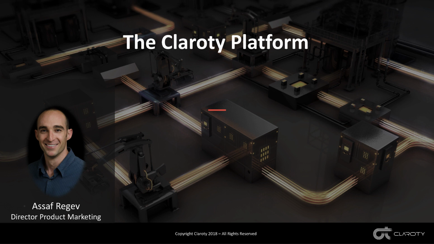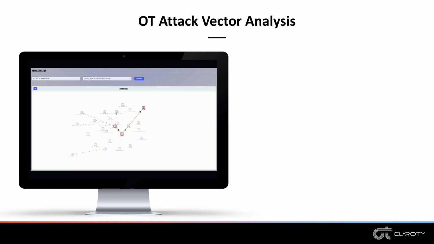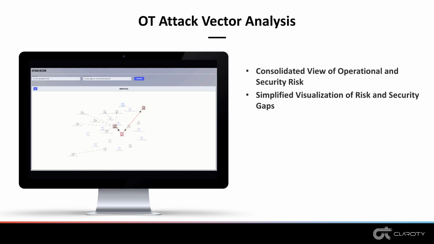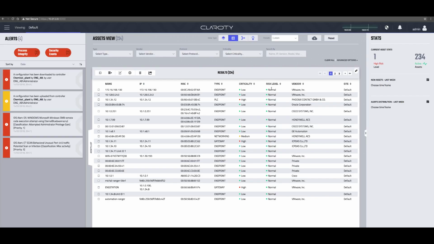In today's demo, we will cover the Attack Vector Analysis, a tool that helps shed light on potential security holes and vulnerabilities in your ICS network. Let's take a closer look. The Attack Vector Analysis is a simulation tool that identifies what are the potential vulnerabilities that attackers can utilize in order to get a foothold in your network.